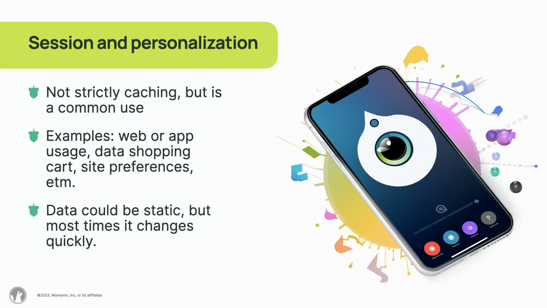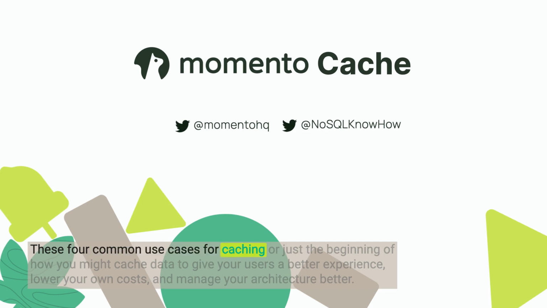or an app. These four common use cases for caching are just the beginning of how you might cache data to give your users a better experience, lower your own costs, and manage your architecture better.